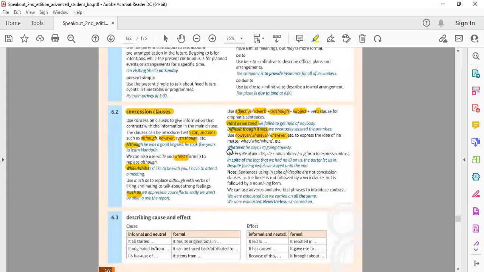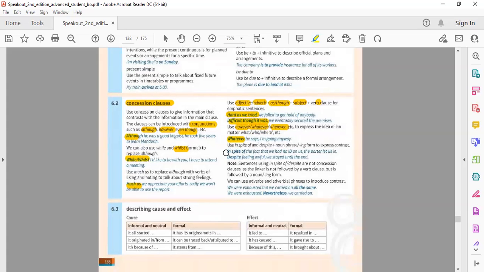For example, "Whatever he says." You see, it's not about him, it's about his words. You can say "whoever" said that about a person, and you have other ones as well. But "whatever" is about his words, not him. It doesn't indicate a person. "Whatever he says, I'm going anyway." So you know that before.